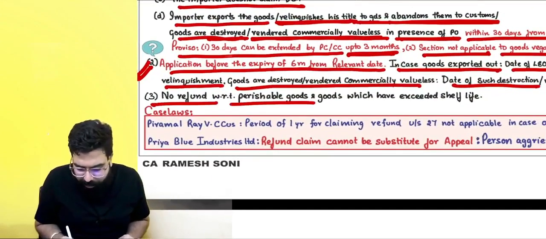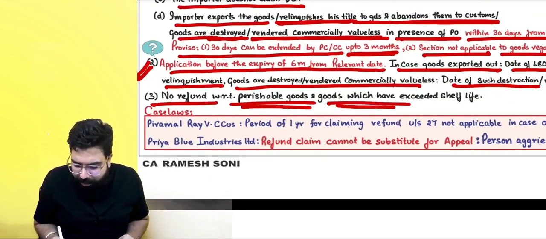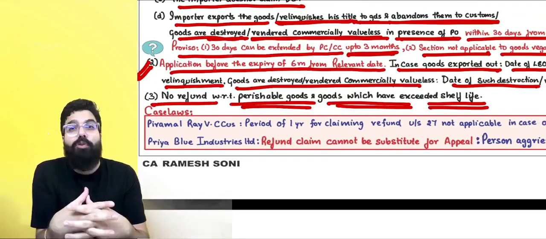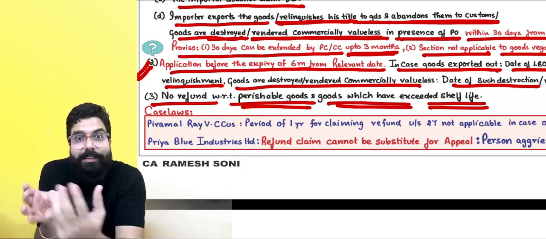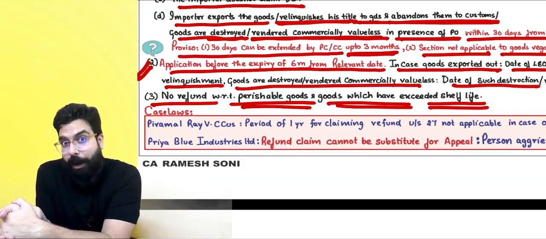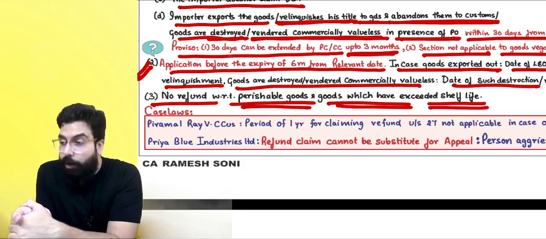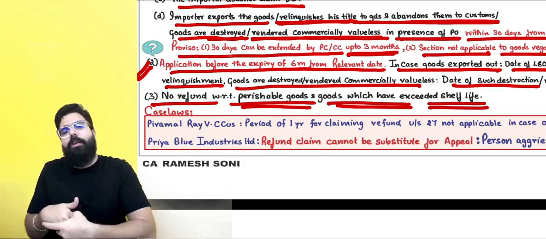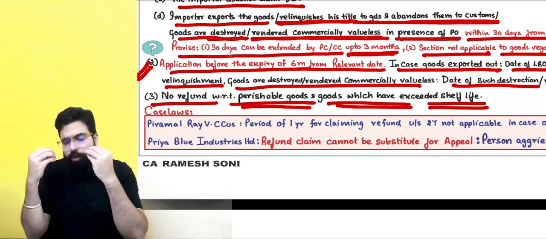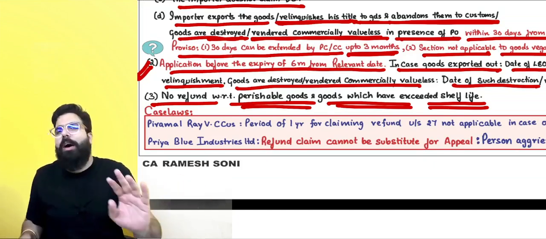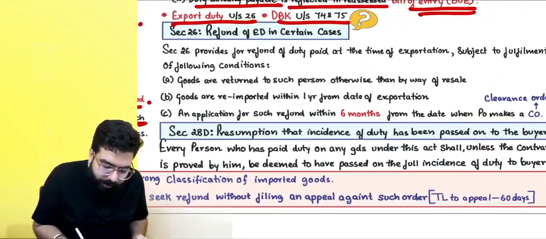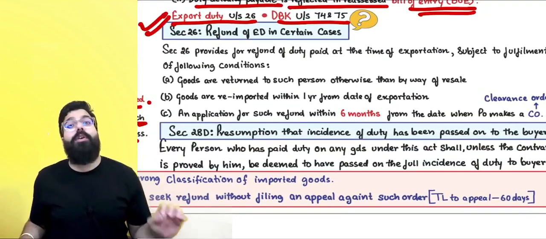Sir, no refund with respect to perishable goods and goods that have exceeded the shelf life. You went to the port, you saw your mangoes have become only seeds, and you're telling them, whatever duties I paid, please give me my duty. Refund, they will not give you. Always remember, if goods are perishable or goods whose shelf life is gone, after that there is no refund of duty. Got it?